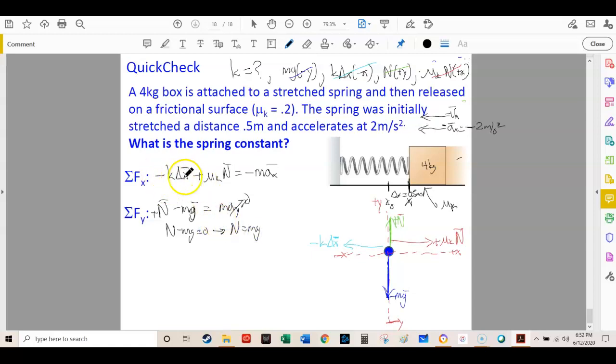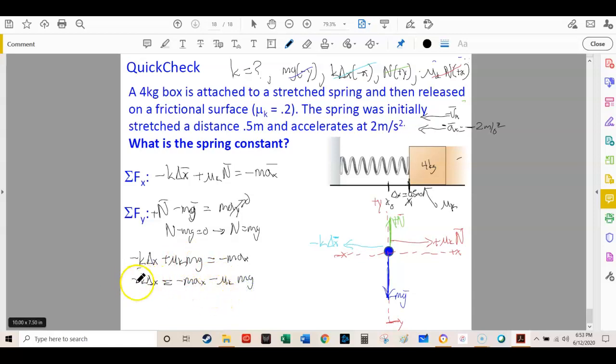All right. Now I'm going to copy this down. Negative u sub k times delta x. Delta x is going to be 0.5 meters. We're going to be solving for k, plus mu sub k times normal force. Normal force in this case is equal to mg, and that's equal to negative mass times acceleration in the x direction. I'm going to solve for k. So negative k delta x is going to be equal to negative ma x. And I'm going to subtract this from both sides, negative mu sub k mg.